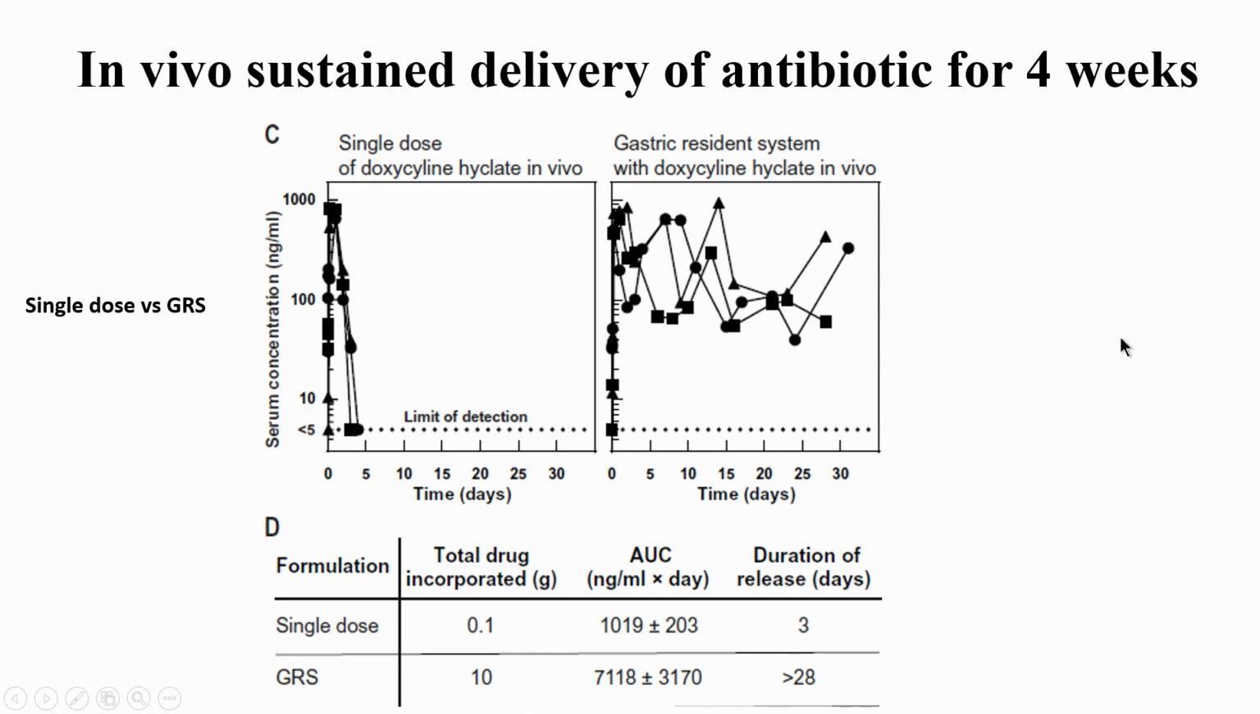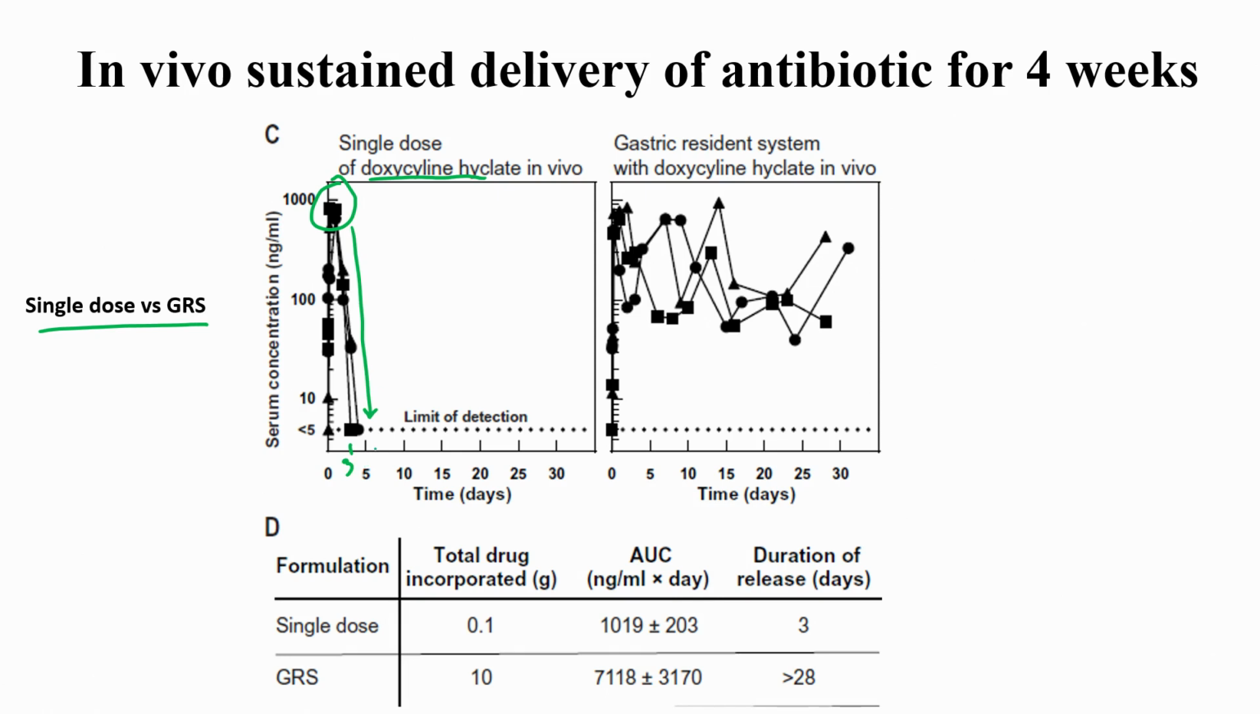So, let us see how it actually does with the antibiotic. In this case they have compared a single dose of the drug versus the GRS system, again a single dose with that. This is just the free drug, the doxycycline, given orally. The serum concentration starts to go up, it reaches a very high level, all the way up to 1000 nanogram per ml, and then it very quickly drops down. By day 2, day 3 whatever you have given is gone.